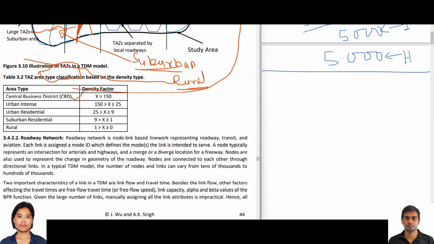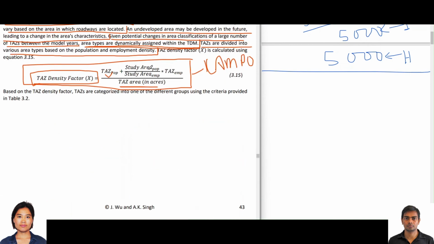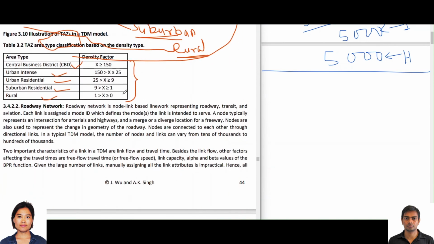So the first one is CBD, Central Business District, which is usually downtown, then urban intense, urban residential, suburban residential, and rural. And these are the factors from the CAMPO model. Depending on what equation different models are using, these numbers will change. So I just wanted to give an overview of TAZs and the importance of how the area types are defined. So area types are not coded manually because they may change from model to model. They are dynamically assigned based on the population and employment density.